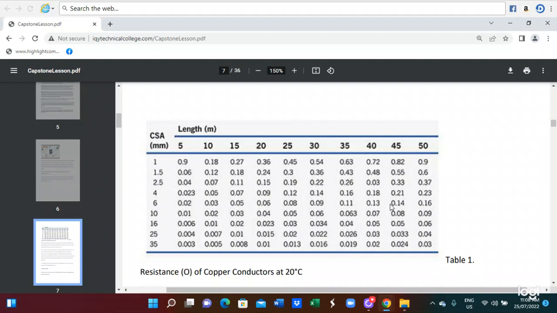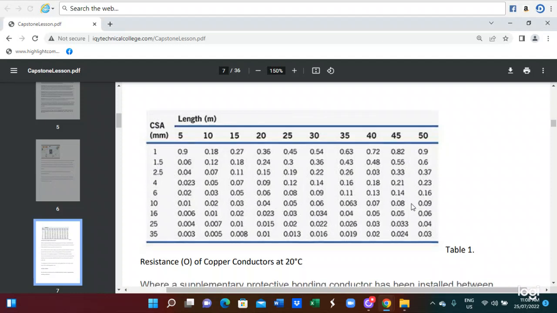When the copper conductors are there, we use them as the earth wire. So we have to know the cross-sectional area and length of the wire, and you have to measure the appropriate earth resistance. If the resistance is too high, in this case, we should replace this wire.